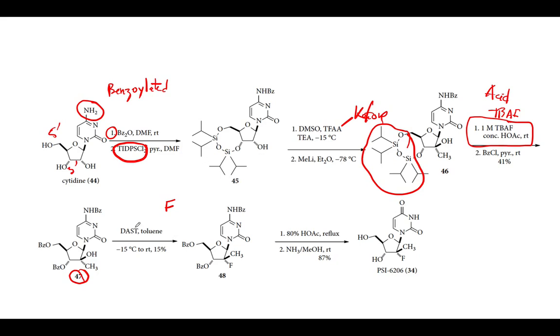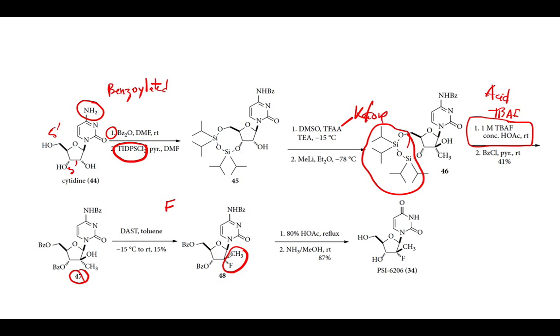So what is happening in this step is we are replacing the silyl protection with a benzoyl protection, because the next reaction is going to be the DAST reaction, okay, to allow us to put the F and the methyl group here. So we're going to treat the tertiary alcohol with diethylaminosulfur trifluoride, which is going to allow us to have the fluorinated product 48. Not only does it give us the fluorinated product 48, but it gives us that product with inversion of configuration.